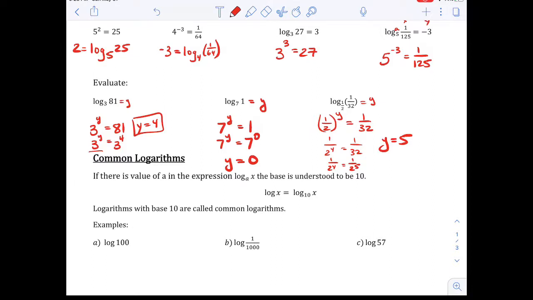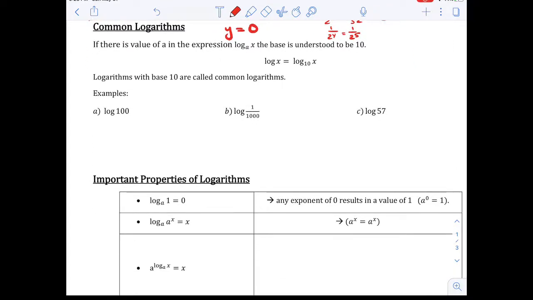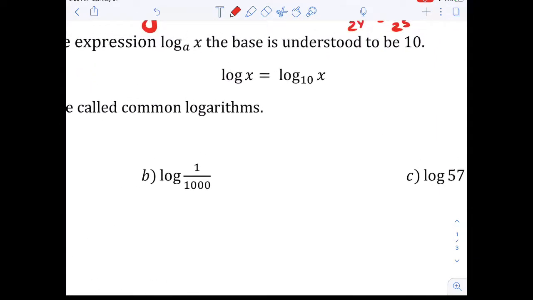Now, this is where we get into parts where we can use our calculator a little bit. Our calculator only recognizes common logarithms. If there is no value for a in the expression log_a x, the base is understood to be 10. So, for example, if we just write log x, we're assuming that there's a little 10 on here, just like with a square root, we assume that there's a 2 out front. For logs, we assume it's base 10 unless we're told otherwise. That's called the common logarithm.